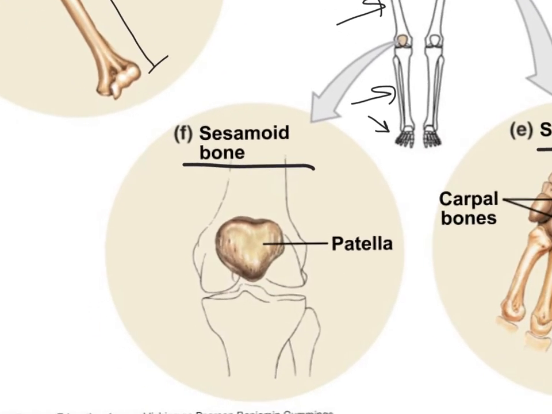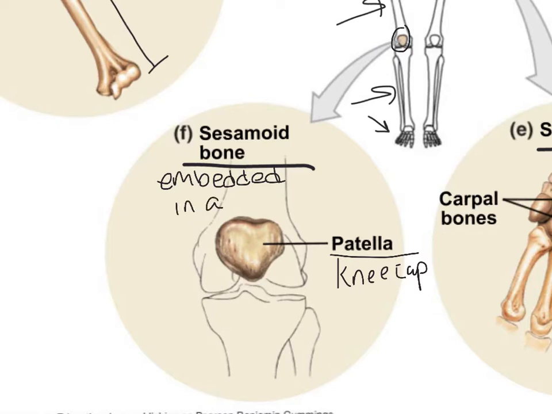There's another type of bone that's called the sesamoid bone. A good example of that is the patella, or the kneecap. A sesamoid bone is a bone that is embedded in a tendon, right? A tendon attaches a muscle to a bone. So we call it a sesamoid bone. You also have a sesamoid bone up in your hand called the pisiform. So there's a couple of those.